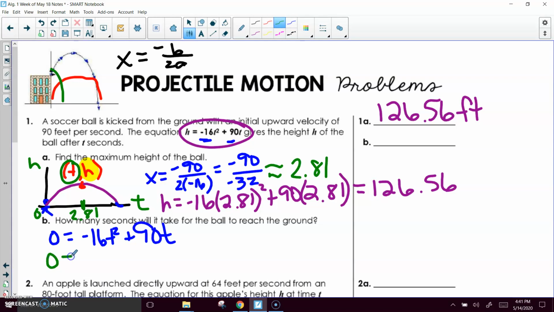I have a greatest common factor of negative 2t. What do I multiply by negative 2t to get negative 16t squared? That is 8t. And what do I multiply by negative 2t to get 90t? And that is negative 45t.